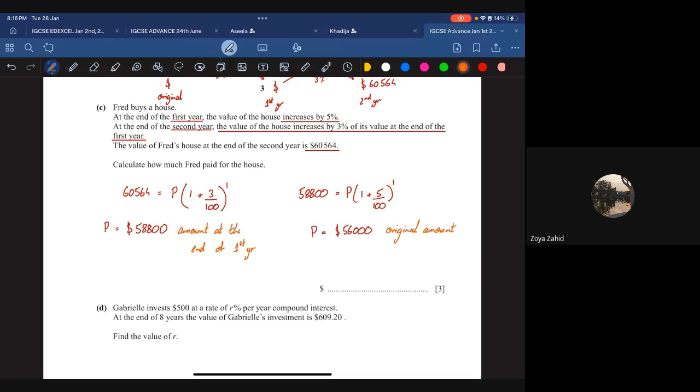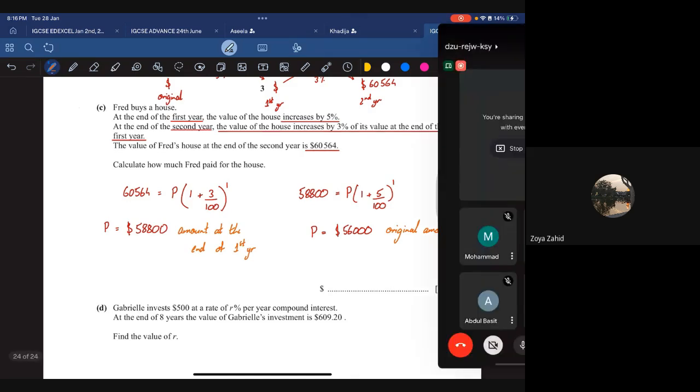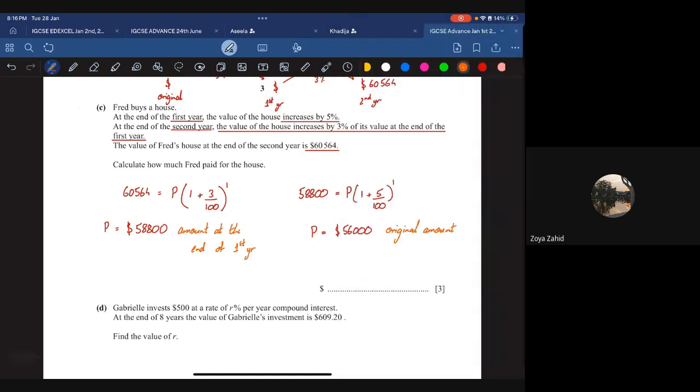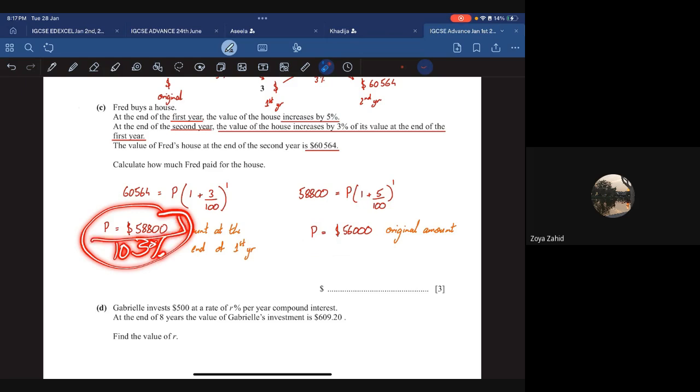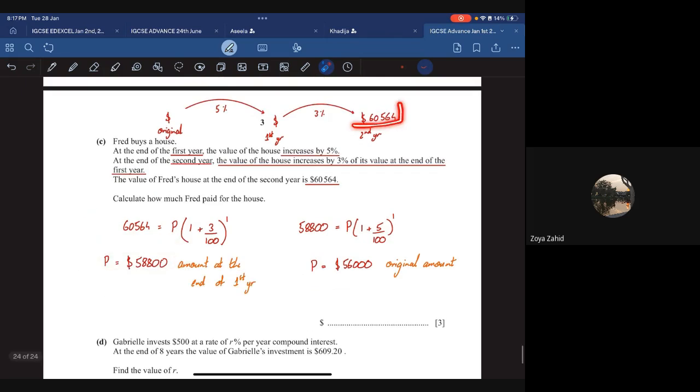Now we can check Zoya's answer as well. How can we check it? You can simply calculate 105% of 56,000. Secondly, whatever price you get, you can then take 103% of this amount, and if that gives you 60564, then your answer is correct. Now, this is one way of doing it. This is very genius, by the way. This is actually a better way of doing it.